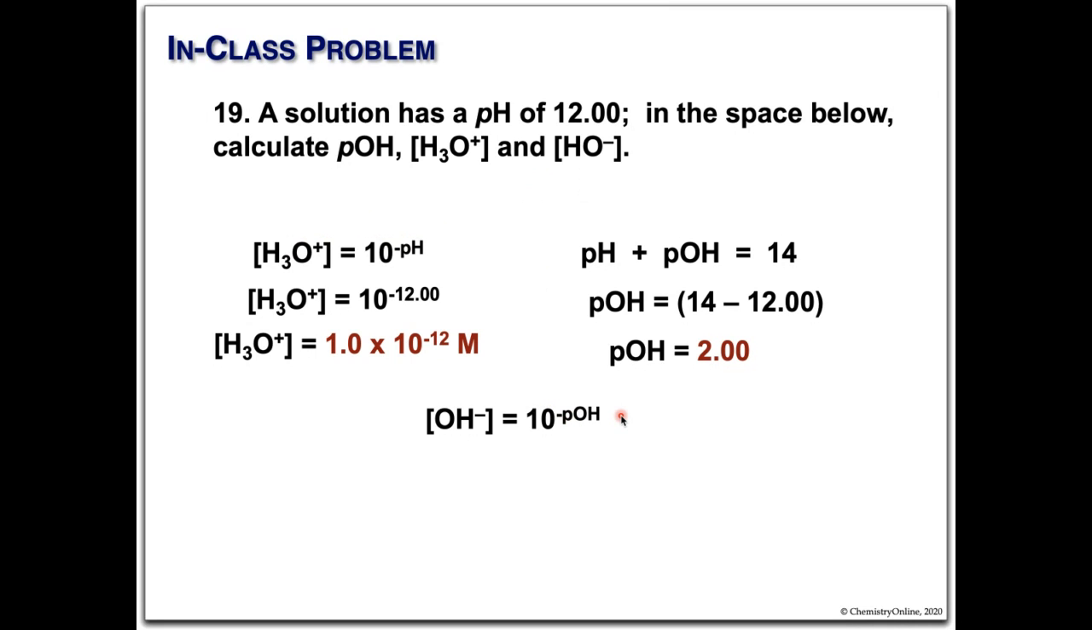Let's substitute. Hydroxide is equal to 10 to the minus 2. On the Blackboard, you would enter 1.0 uppercase E minus 2 with no spaces. Any questions? The format for the online sample exam will be the same as the format for the real exam for this type of question.